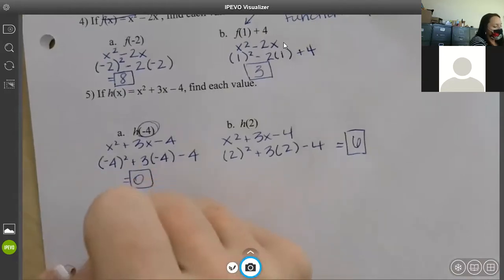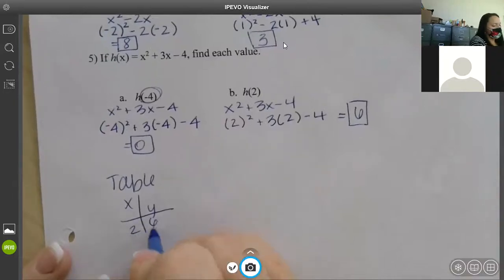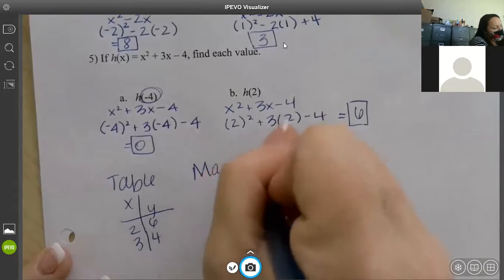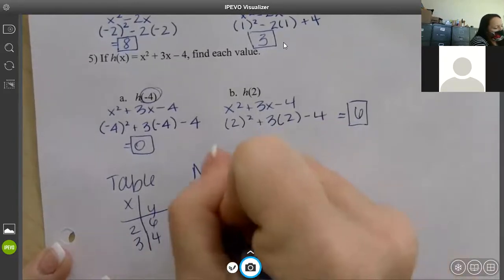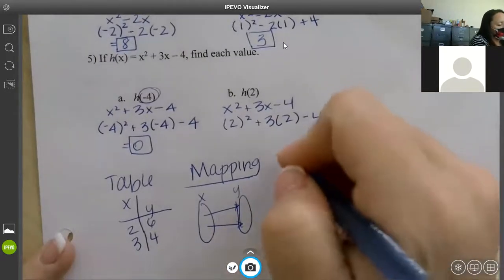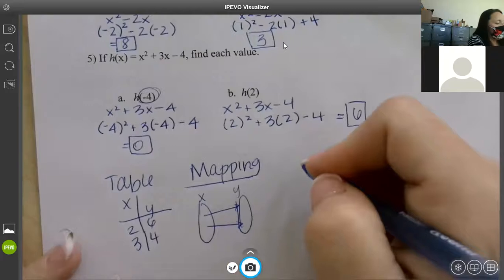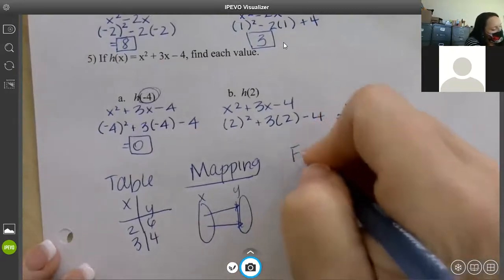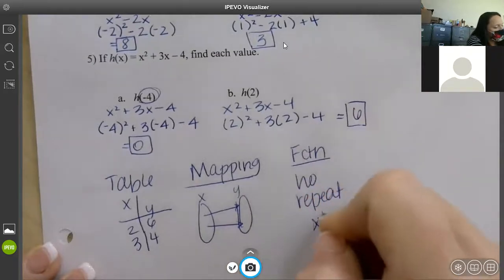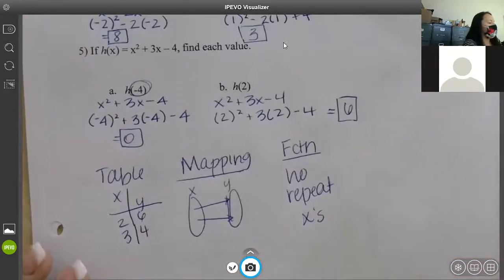All right, so let's review what we learned. 3 ways to write. Remember, a table is an XY chart. 2, 6, 3, 4, it doesn't matter what you have there. We learned about a mapping. That's where you have X and Y's and arrows. You know what a graph is. We learned 3 ways to determine a function. The biggest thing is we don't need repeat x's. No repeat x's. And then we evaluated, so plugging in, okay? Any questions about these notes?